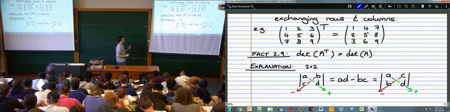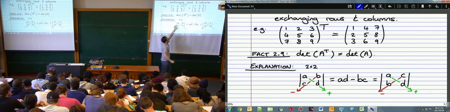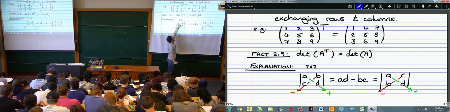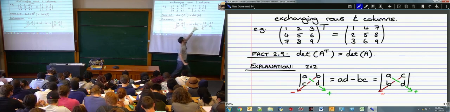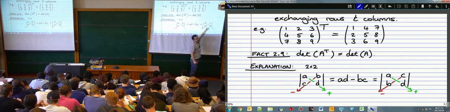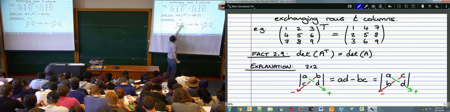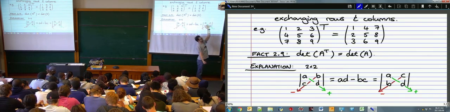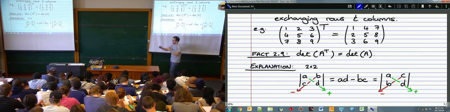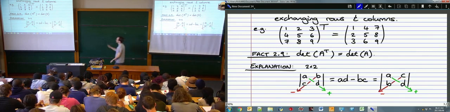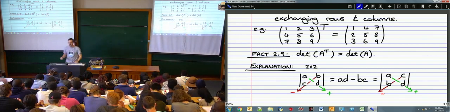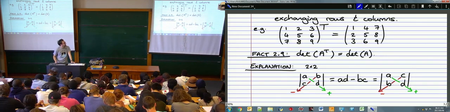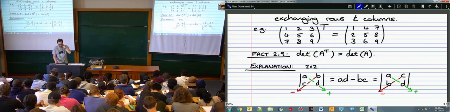So for a 2x2 matrix, taking the transpose doesn't change this at all. The things that were on the diagonal with a positive sign stay on the diagonal with a positive sign when you take the transpose. And these two entries which were on the other diagonal are still on the other diagonal. You've changed the order that they're written down, but that doesn't make a difference. It doesn't matter what order you multiply things in. So the determinant of A transpose is the same as the determinant of A.